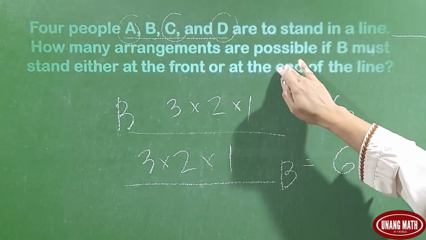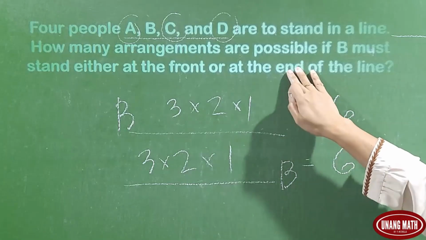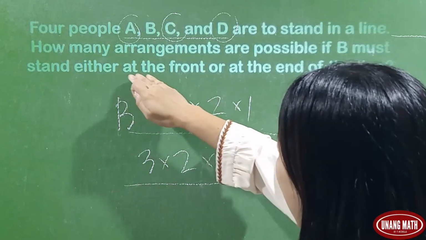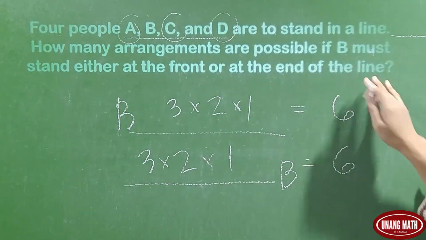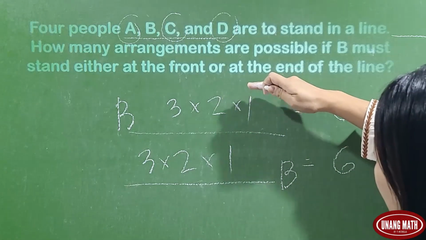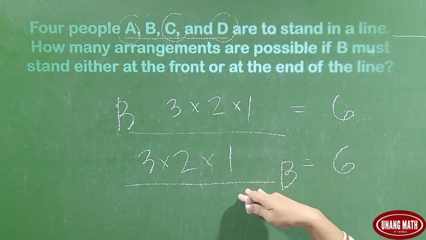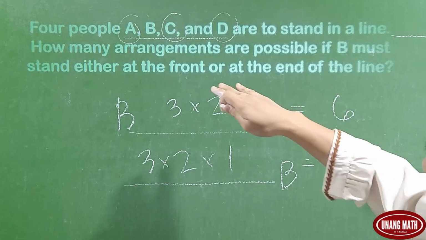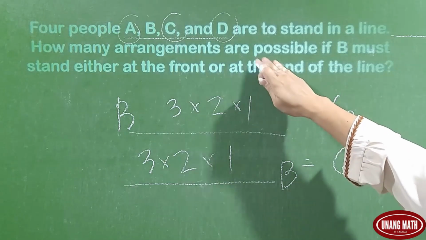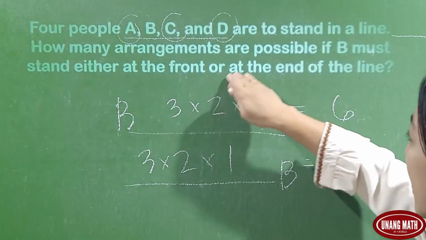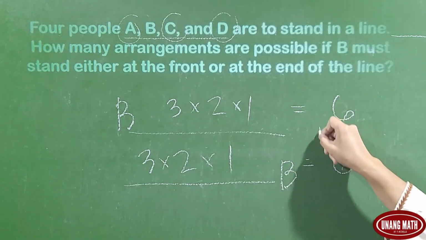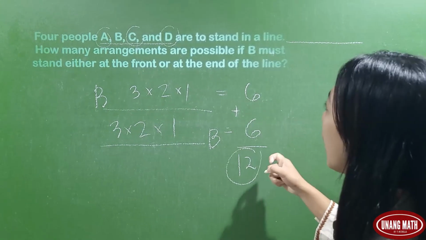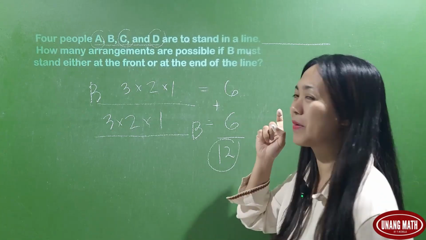If we go back to this problem, B must stand either at the front or at the end of the line. So this condition is different from this condition. To find the total possible arrangements, since it is this condition or this condition, we need to add these numbers. So we have here a total of 12 possible arrangements.